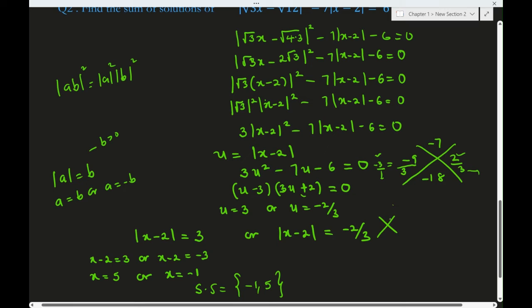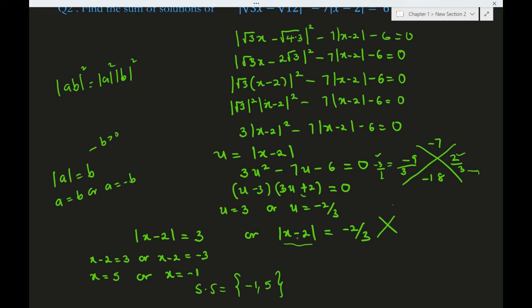Here we are not getting anything from this case, so we reject it totally, because the smallest absolute value of x can be 0. So it is either positive or 0, so it cannot be negative.